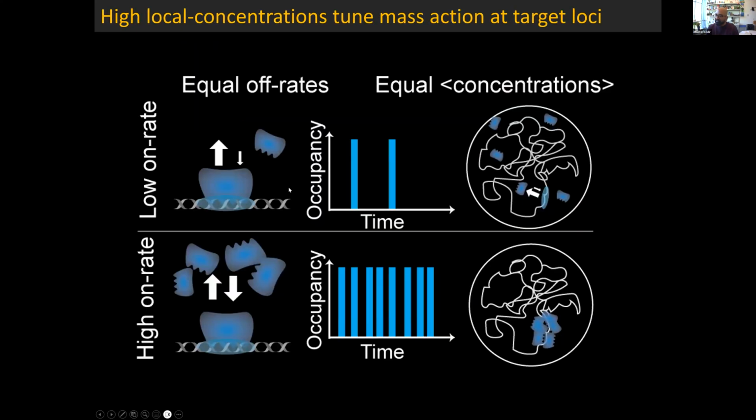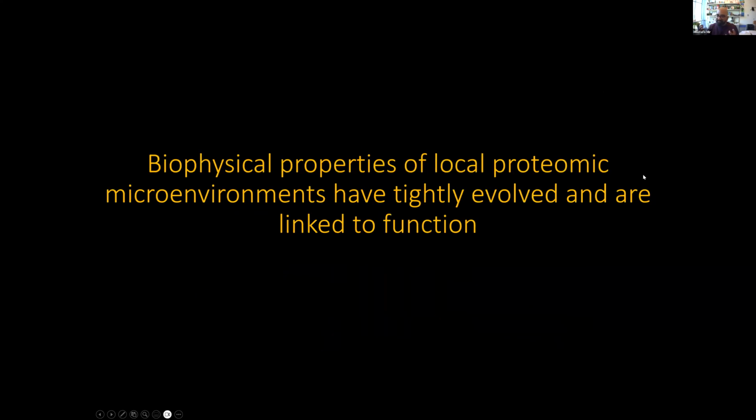Now, at the end, what all of this points us to is this idea that it's not the stability of interactions, it's the frequency of interactions that can lead to differential occupancy and different levels of gene activity. And together, we can reach this idea that the biophysical properties of these different environments are tightly controlled and are very tightly linked to their functional outcome.